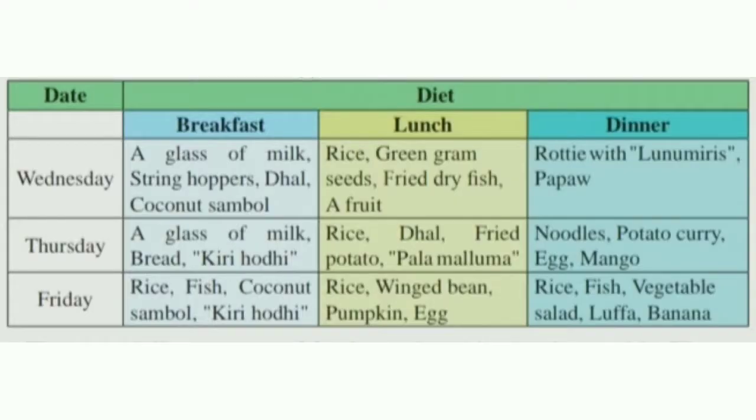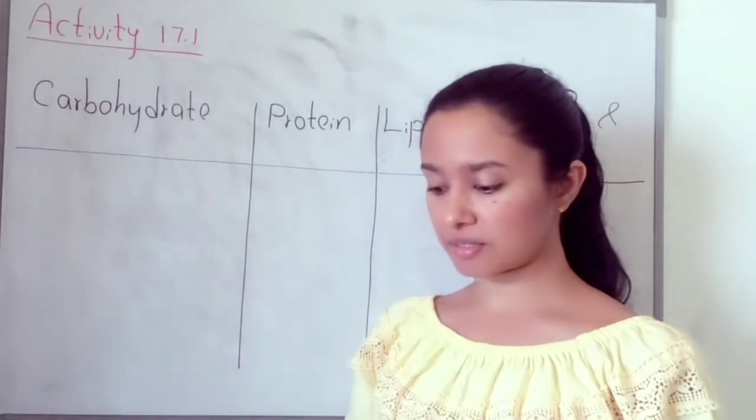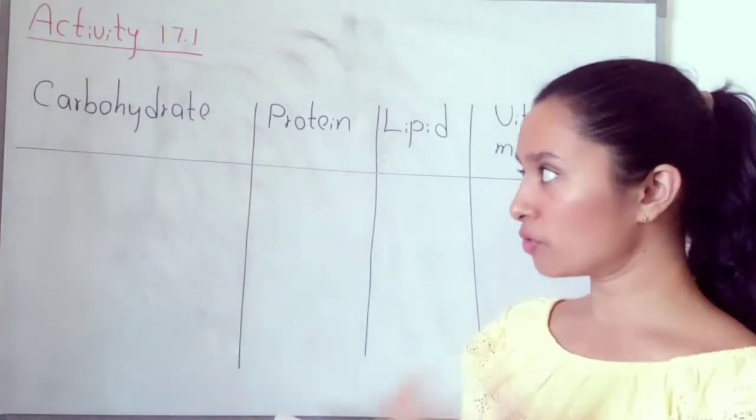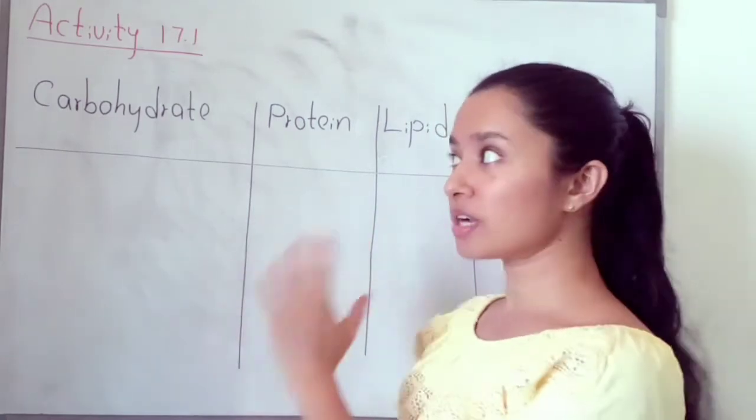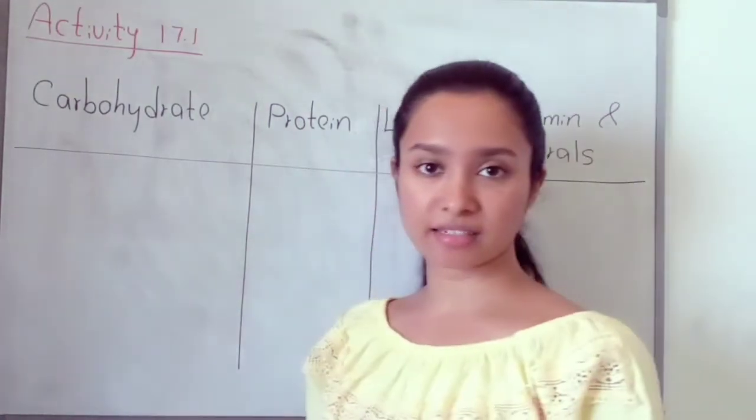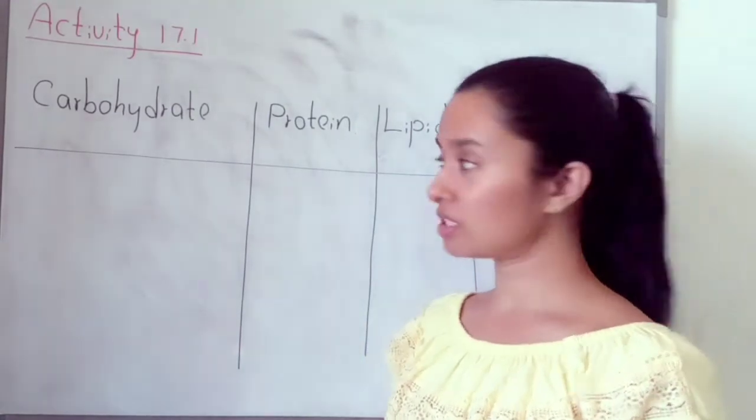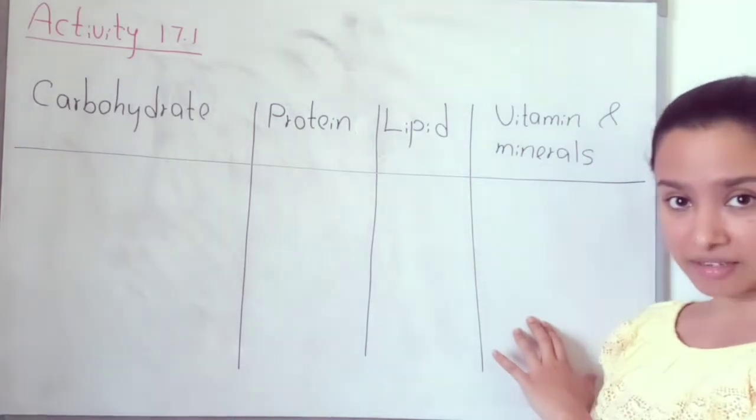In page number 86, first you have to study this table and write the food items. Choose the food items related to these nutrients, the food items which contain these nutrients. You have to write. For example, carbohydrate. You know there are main food nutrients: carbohydrate, protein, lipid, vitamin and minerals.